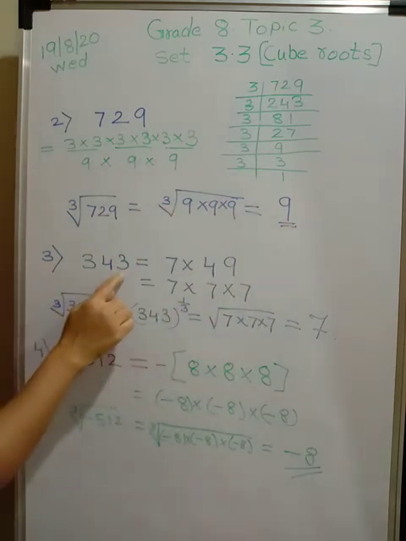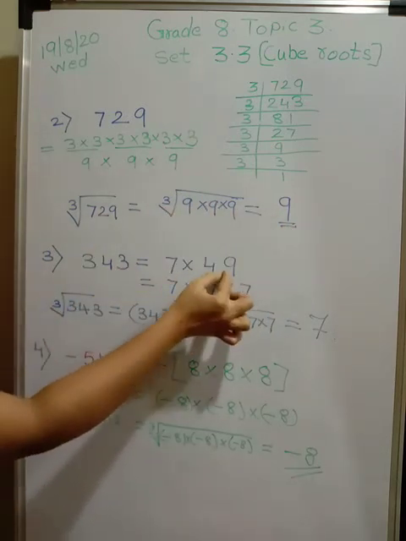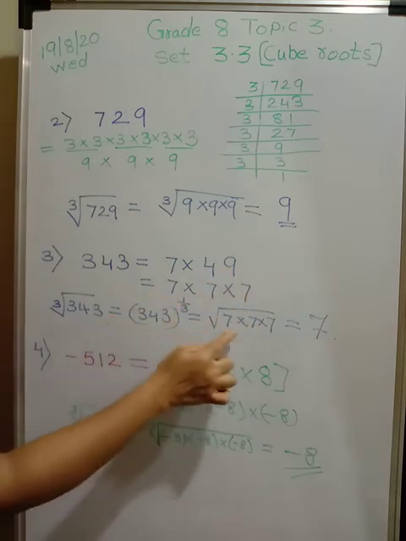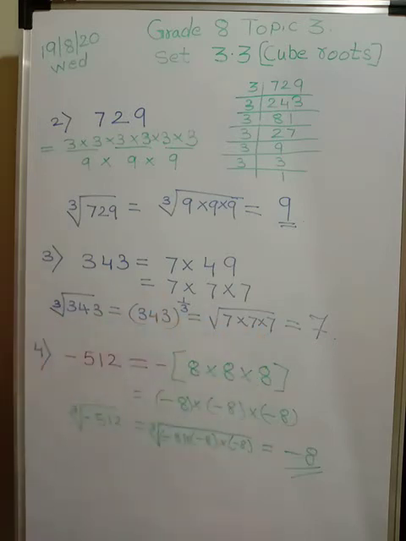Similarly, 343, you see, this is 7 into 49. 49 is broken up again as 7 into 7. So which number is multiplied 3 times? 7. So when I take it, it is a cube root, mind well. So please write the cube sign over here, 3.